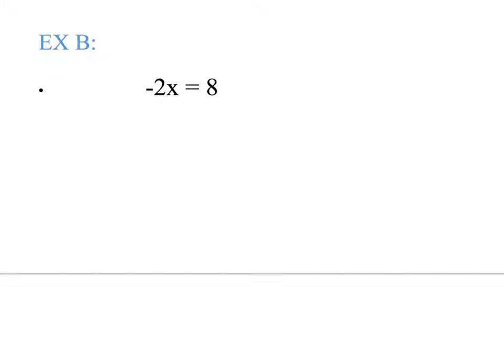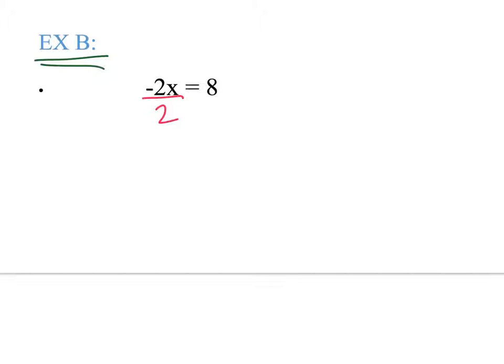Example B. If I am writing, you are writing, so everyone should be writing each of these examples in your notebook. Example B says negative 2 times x equals 8. Negative 2 times x equals 8. I just want you to watch. Don't write this part down because I'm going to do something incorrectly and then we'll fix it.